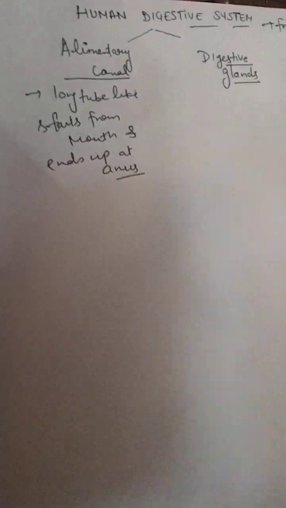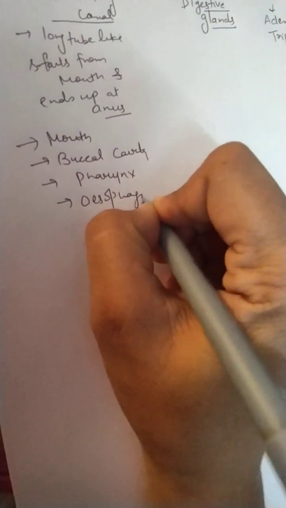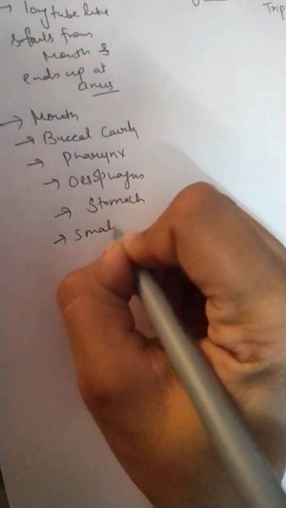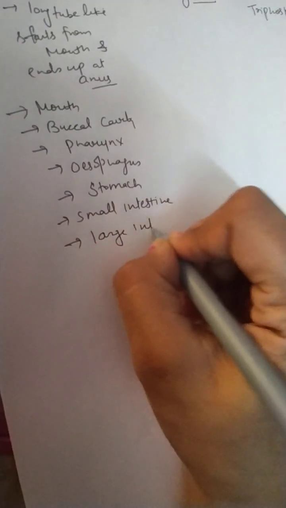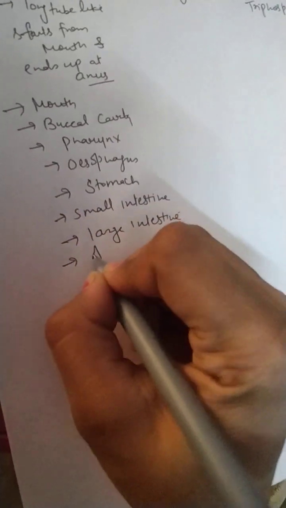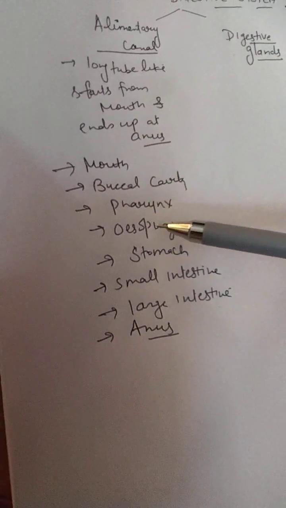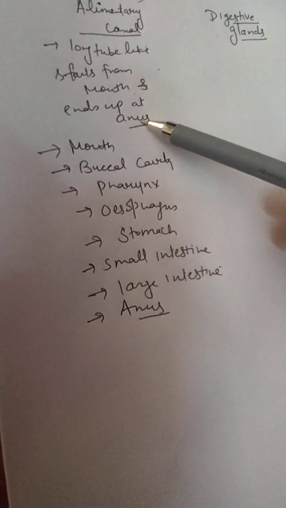The first part of the alimentary canal is the mouth. Second is the buccal cavity. Third is the pharynx. Fourth is the esophagus. Fifth is the stomach. Next is the small intestine, large intestine, and the last one is the anus. All these parts comprise the digestive system, including the alimentary canal. It is a tube-like part which starts from the mouth and ends at the anus.